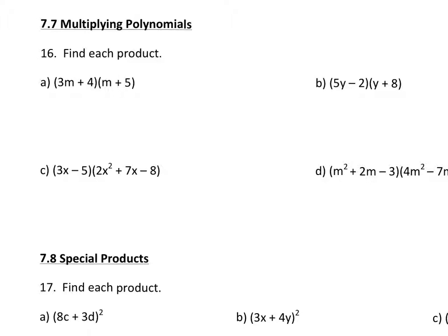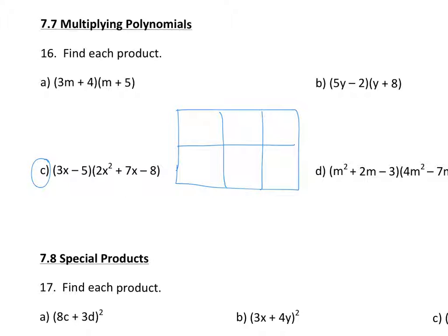7.7, multiplying polynomials, is our next subject. So here in 16, find each product. I could find the product of two binomials, a binomial and a trinomial, or two trinomials. So let's look at question C here, and I have a binomial multiplying by a trinomial. So I'm going to use the box method here and make a 2 by 3 box, and I'm going to write on the side 3x minus 5 and 2x squared plus 7x minus 8, and put the product of the two terms inside the box.